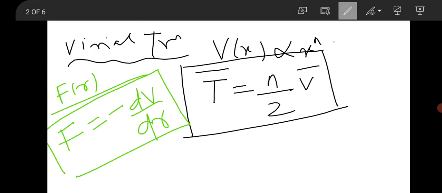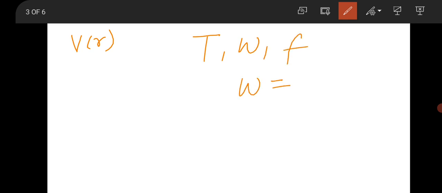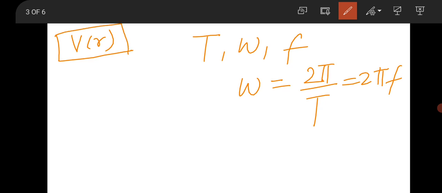The important question that is mostly asked is to find the time period for a given potential. If some potential V of r is given, then they will ask you to find the time period, omega, or frequency. As you know, omega, the angular frequency, is equal to 2 pi by T, or 2 pi f. So if the potential V of r is given to you, you have to find the force, that is f equal to minus dV by dr.